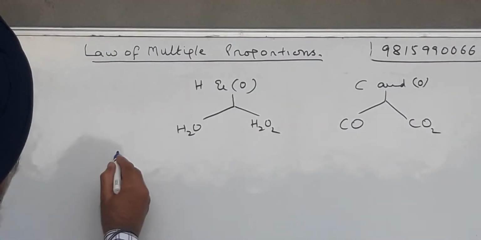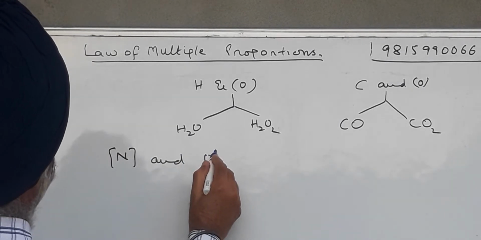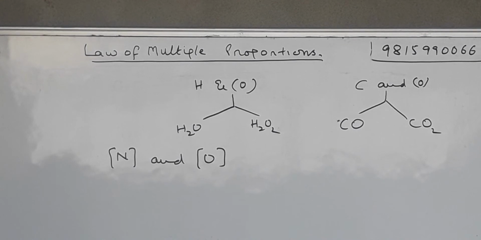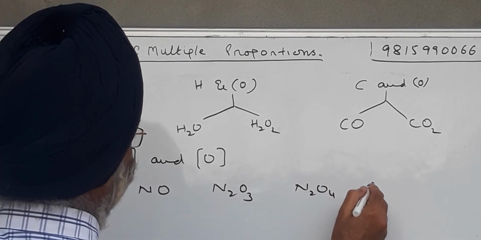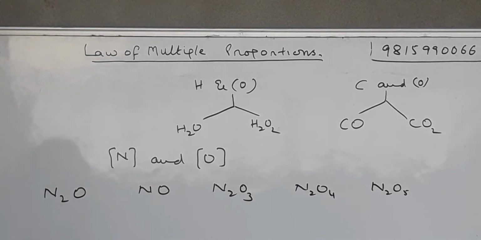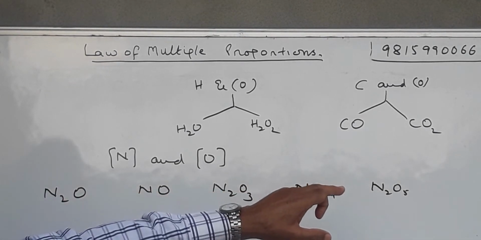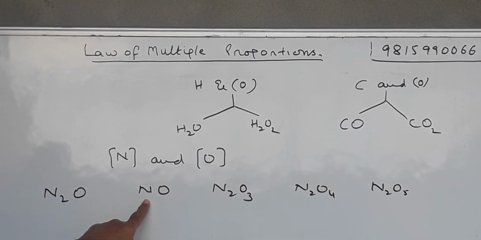We have nitrogen and oxygen which combine and give rise to more than two compounds. It is nitrous oxide, nitric oxide, nitrogen trioxide, nitrogen tetroxide, nitrogen pentoxide. In these five oxides, four of these have two nitrogen atoms, one has one nitrogen atom. We may rationalize for discussion of this law only and write it as N2O2, because it will not change the ratio between weights of nitrogen and oxygen.